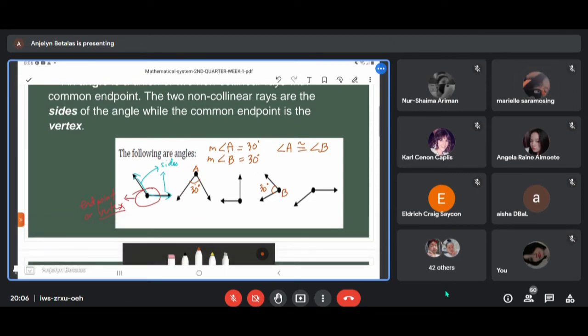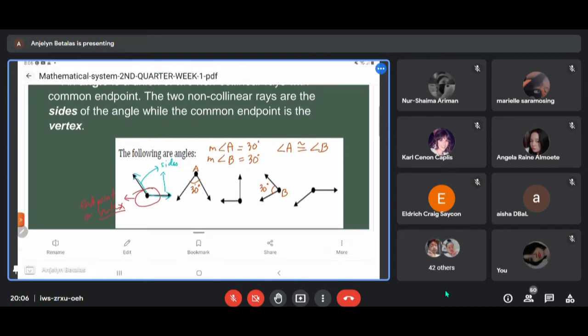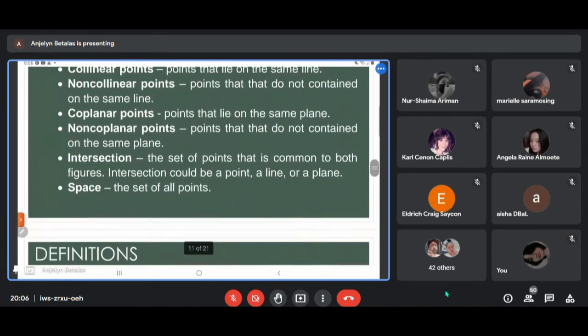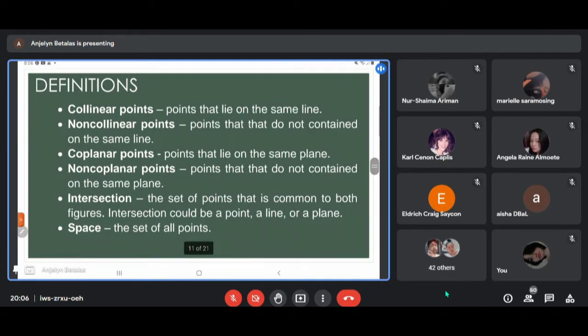Okay. We're done with this. Okay, now let's proceed to other definitions.